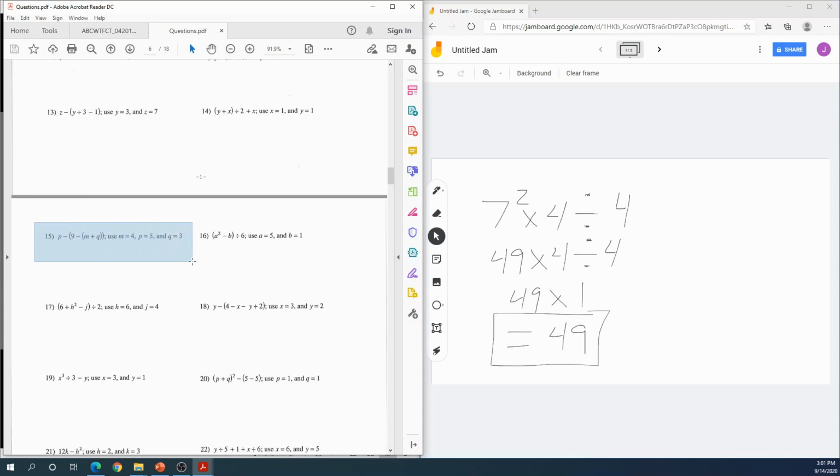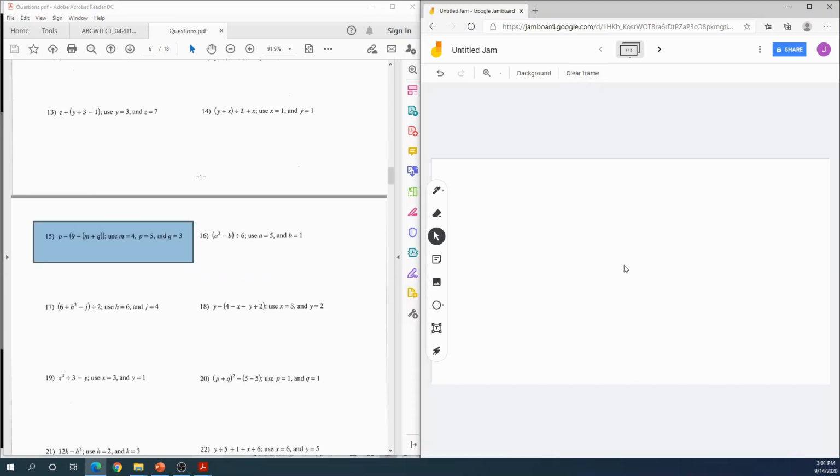Let's jump down here and take a look at problem number 15. So 15, p minus (9 minus m) plus q. So p is equal to 5, minus, in parentheses, 9 minus m, where m is equal to 4, plus q, where q is equal to 3.